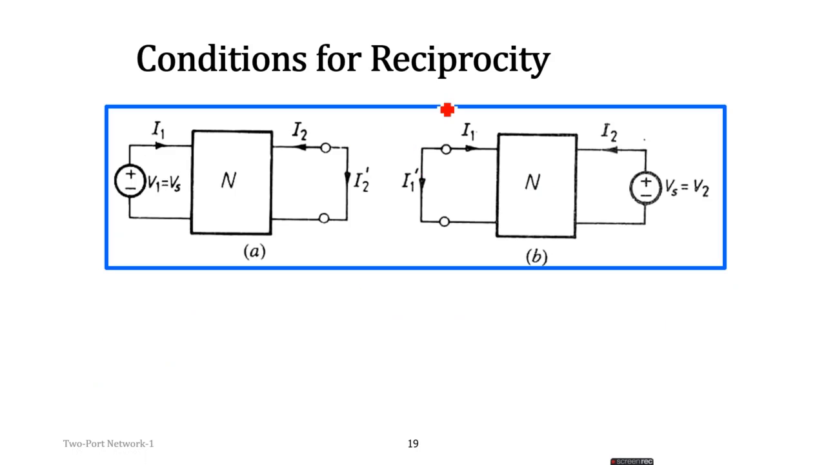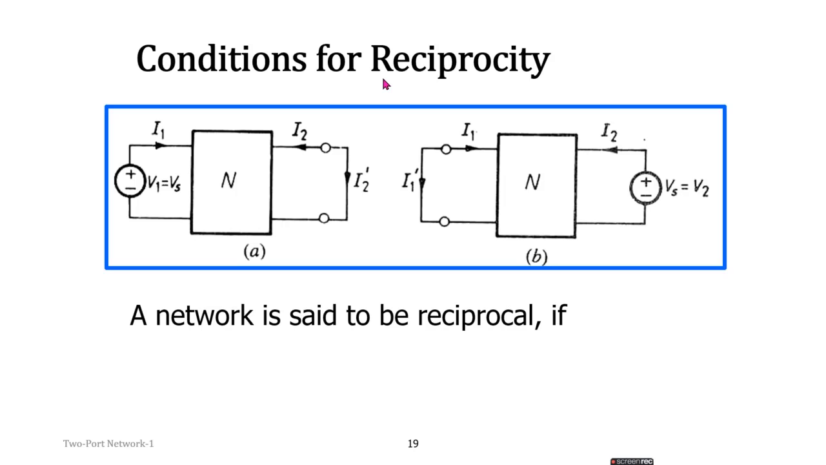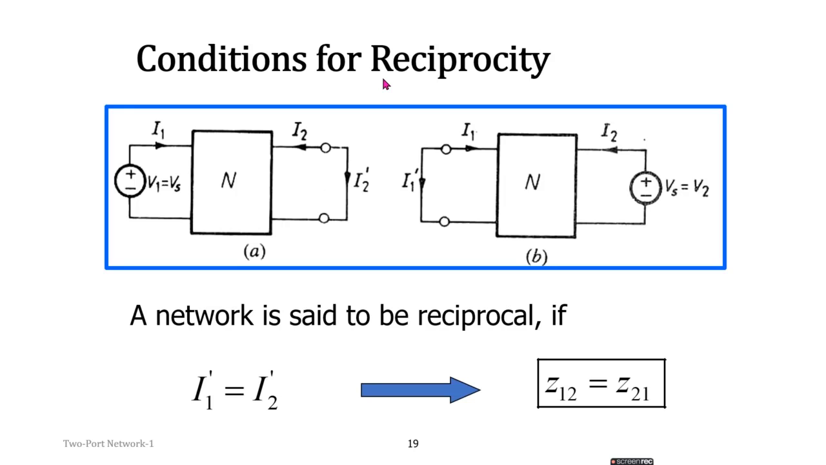So, conditions for reciprocity. When do you say that the circuit is reciprocal? If Z12 equals Z21, then you can say that the given network is reciprocal in nature. They may ask you to calculate the Z parameters of the network and identify whether the circuit is reciprocal or not. After calculating Z12 and Z21, if they are equal, then the circuit is reciprocal in nature. Keep this point in your mind.